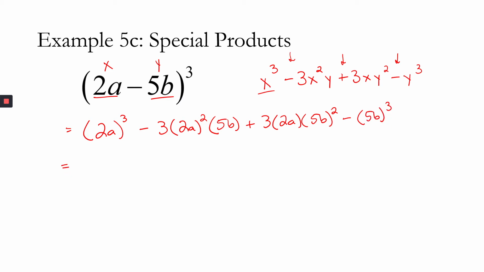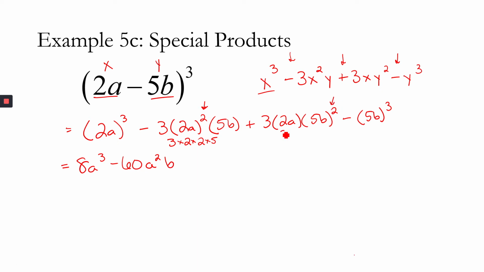Okay, now we're able to simplify that. 2a to the 3rd is pretty straightforward. It's just 8a to the 3rd. Over here, we've got coefficients. Now you have to be careful because your coefficient here is actually squared. So this is really 3 times 2 times 2 times 5. That gives us negative 60a squared b.